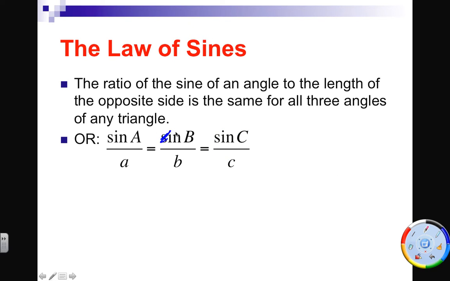Again, if I don't know anything about B, I'm not going to use this fraction B. I'm not going to set up three fractions equal to each other. I'm just going to set up two fractions and use proportions.